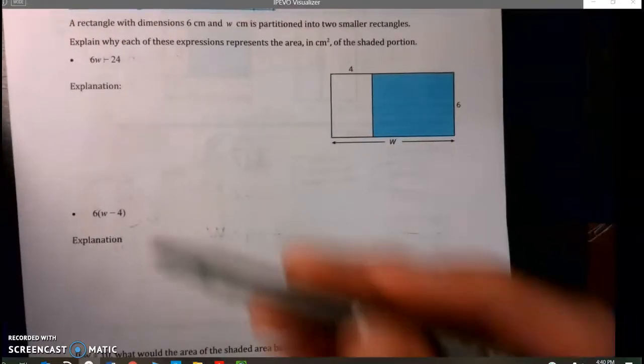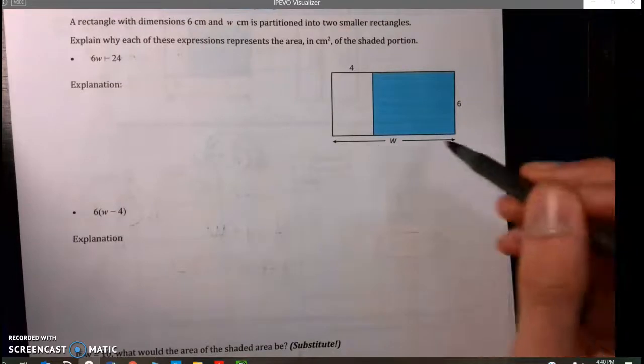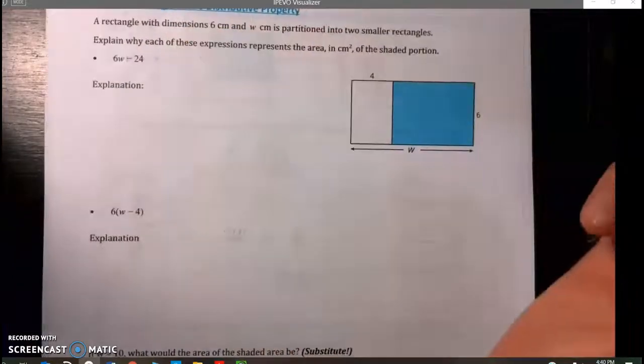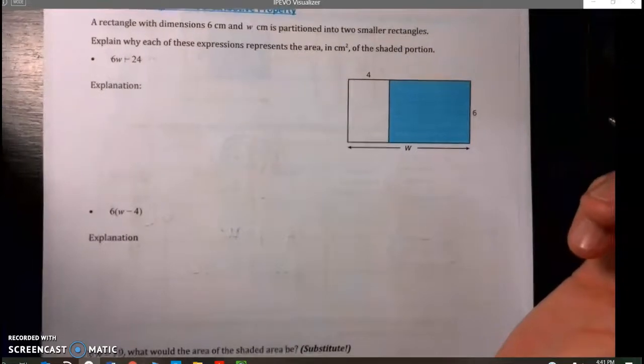So 6 times W, so this whole thing is W. And then 24, where's that 24 coming from?